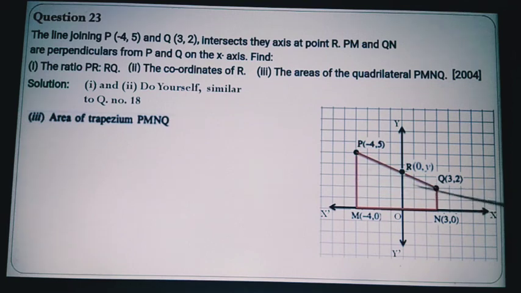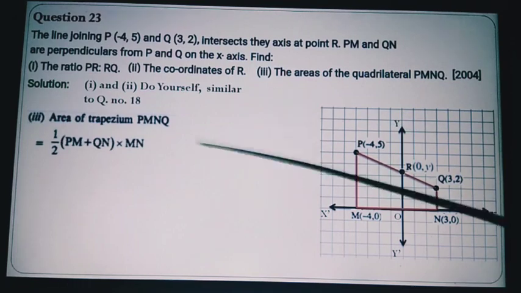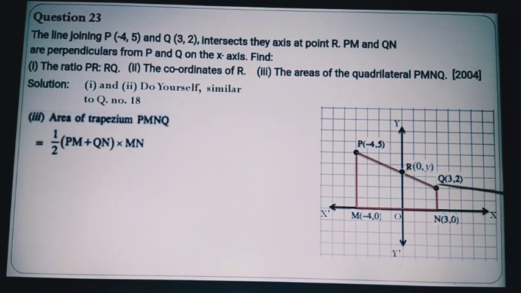So you'll find the length of this, you'll find the length of this, and you will add them. So half into the sum of the parallel sides into the height, that is the distance between the parallel sides. So you need to find MN, you need to find PM, you need to find QN. It will be given by half into (PM plus QN) into MN, that is the distance between the parallel sides. Let us see what PM is.